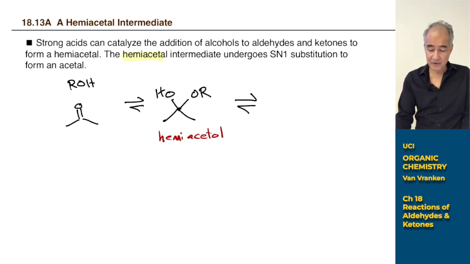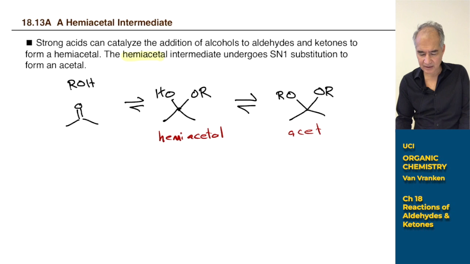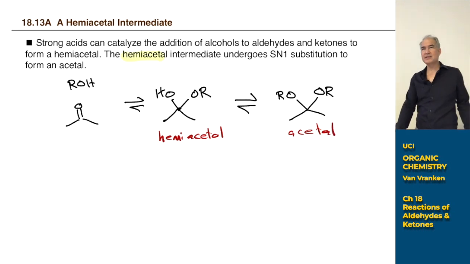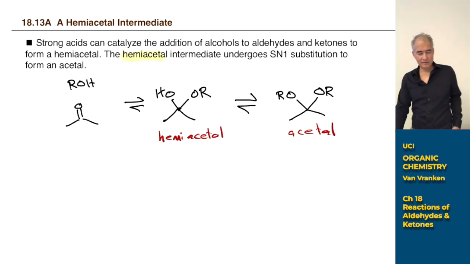And then there's a further equilibrium where we do an SN1 reaction and we replace the second OH group with another alkoxy group. And this we call an acetal. This is a fully formed acetal. So you need to know this name, hemiacetal. Hemi means half. It's half-acetal. They don't call it half-acetal, I guess because it doesn't sound polite. And we're going to walk through the mechanism for these 2 stages. The first one is kind of like the hydrate formation. The second one is an SN1 reaction, which you ought to know, but it's always good to review that.